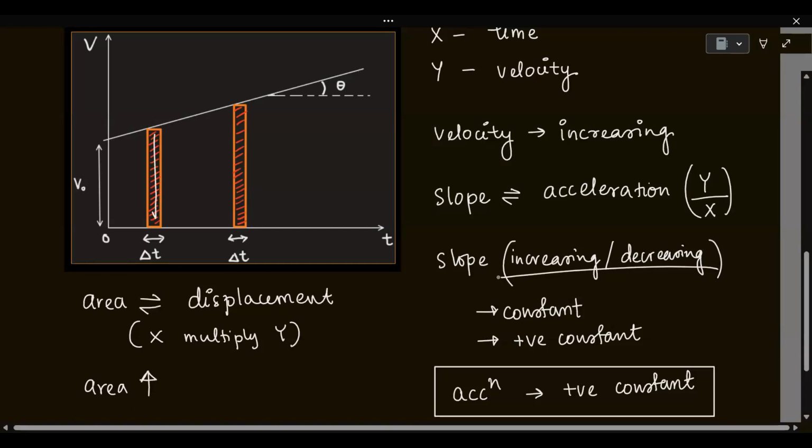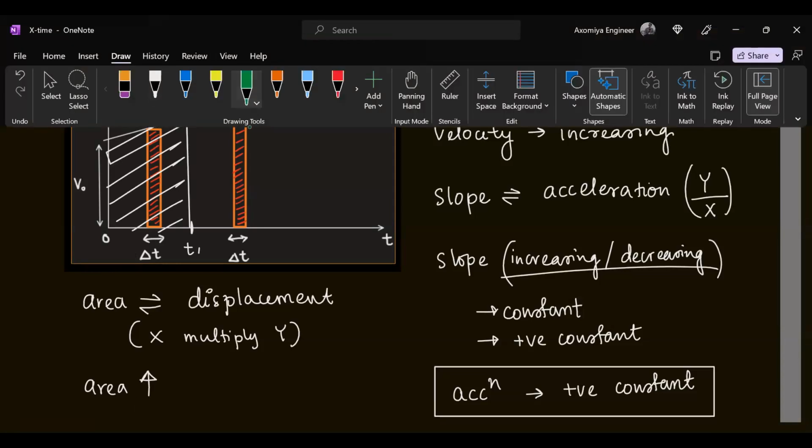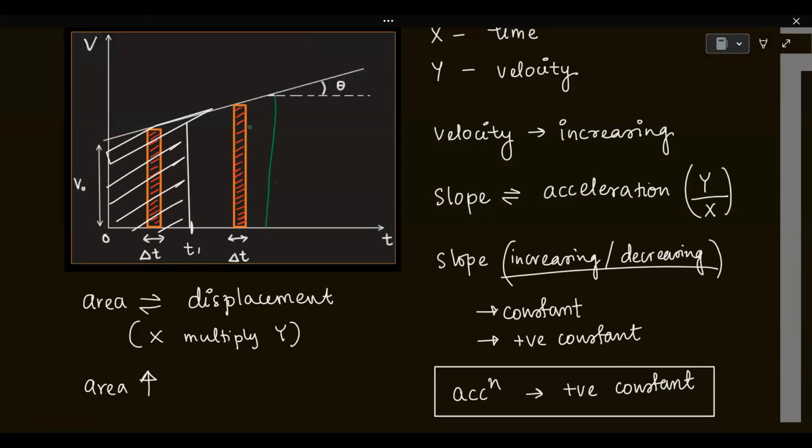You can see, actually, this is not a correct representation. This is not the displacement. This is the displacement in this small time. If I want to calculate the displacement up to T1, let's say, you'll have to consider the whole area from 0 to T1. Now, if I take another time, let's say this is T2, what is the distance covered in T2? Well, this entire thing is the displacement in T2.